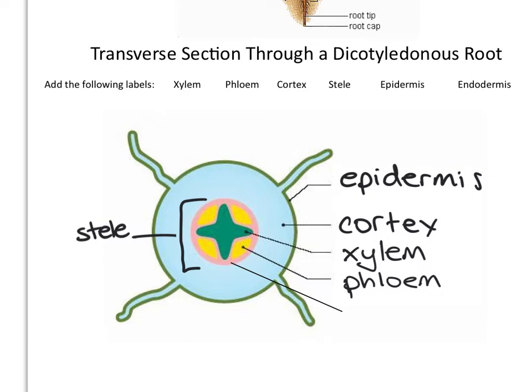And then there's a circle of endodermis. Now in biology, epi means on the outside, endo means inside. So epidermis is the layer, the lining tissue on the outside. Endodermis is a lining layer of tissue, but it's not on the outside. It's inside.